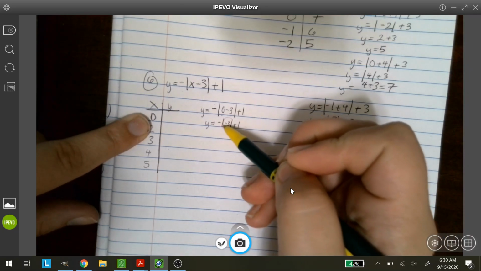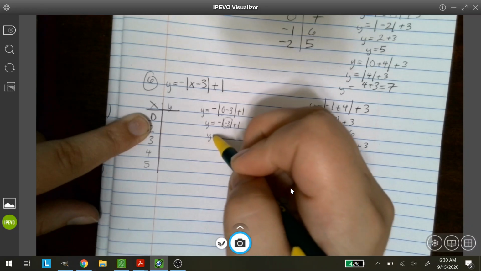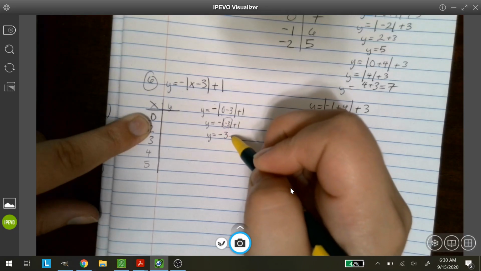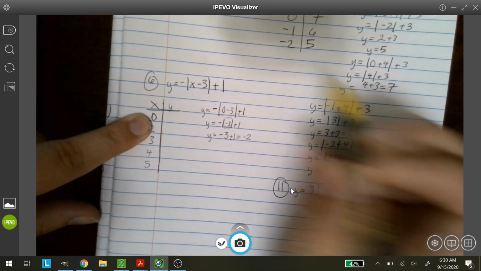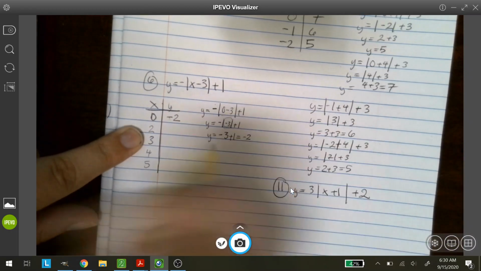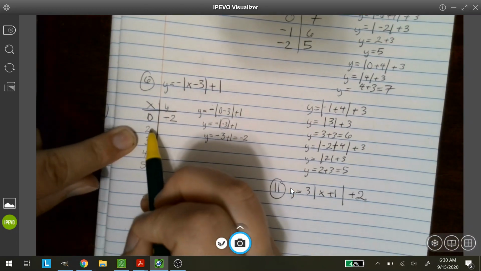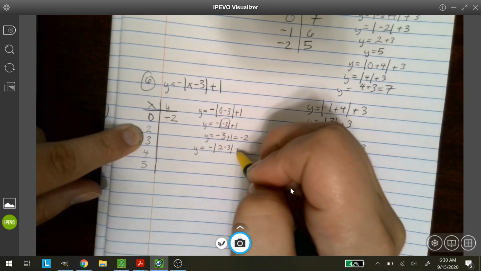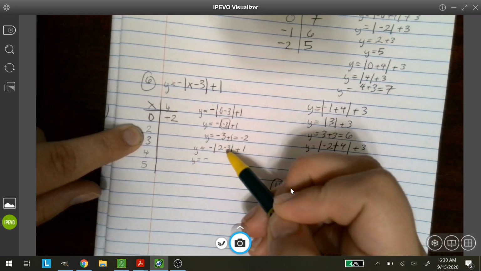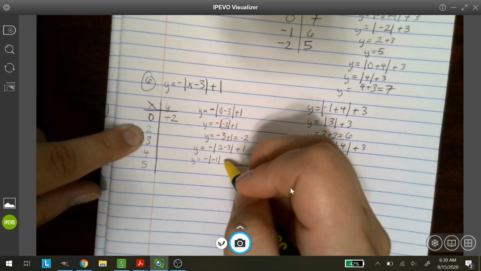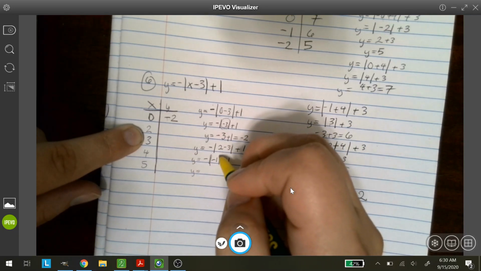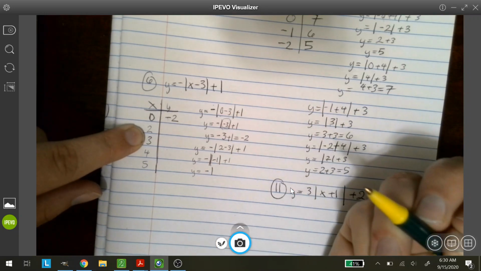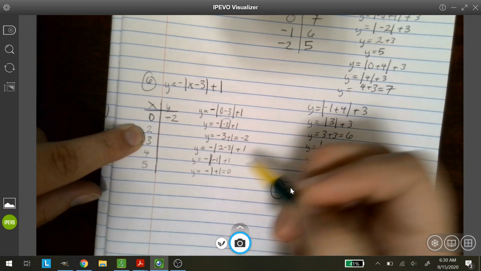Absolute value, remember that's going to turn just the inside positive. So this is like parentheses, so the negative on the outside stays. The +3 comes down, and I'm left with -2. Let's put 2 in. Two take away 3, -1. Negative, this would be a positive, so we just write it down. +1, and I get 0.